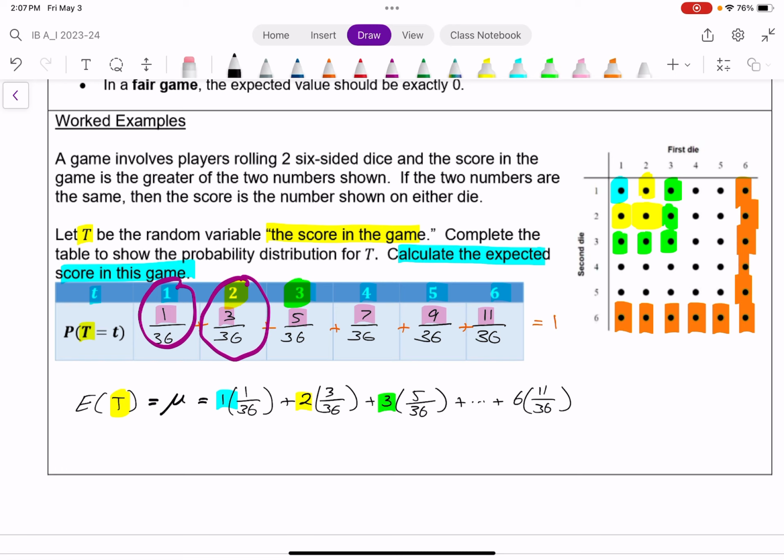And if you do this, you should get an exact fraction of 161 over 36, or approximately, to three significant figures, 4.47. So 4.47, just shy of 4.5, is what you could think of as the average score in this game.